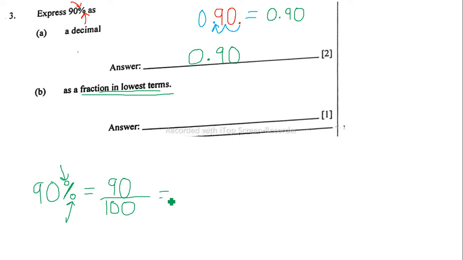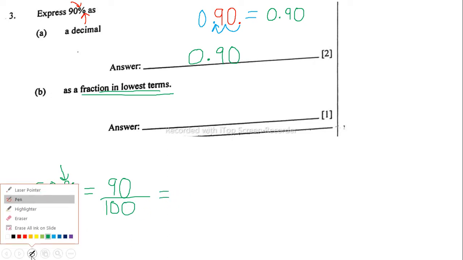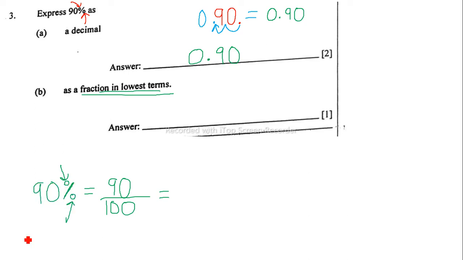But they want us to express it in simplest terms, so we have to simplify it. What could be simplified? What could we cancel? We'll cross out zeros. This 0 will go with that 0. And so we are left with what? 9/10. And so that's our answer, 9/10.